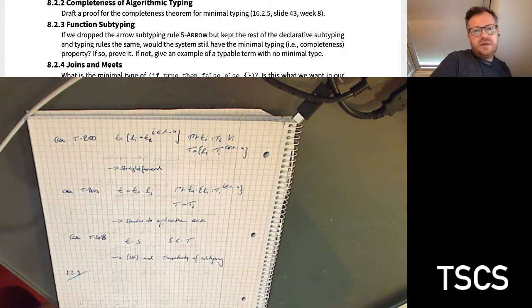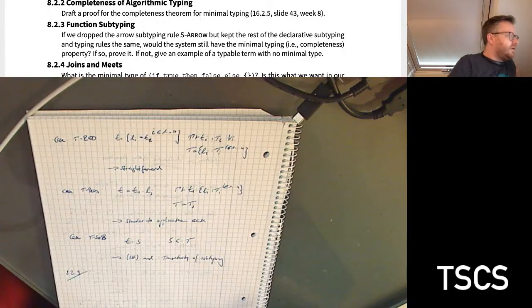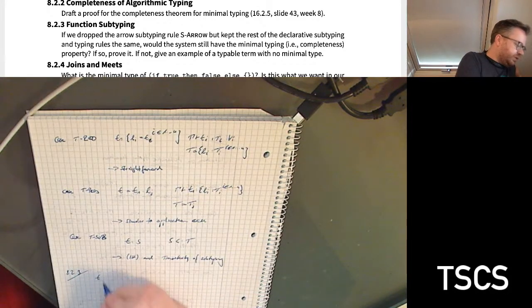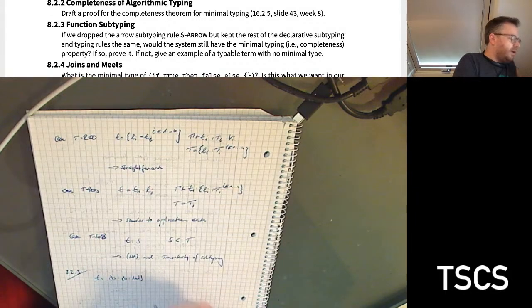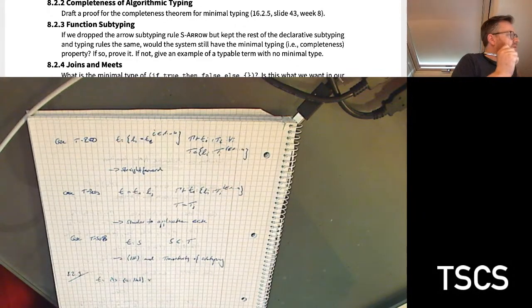In this case, I choose to find a counterexample, so a typable term with no minimal type. And for this, I choose the following term: lambda x typed as a record taking an a, which is a natural number, and then using it as the identity function.